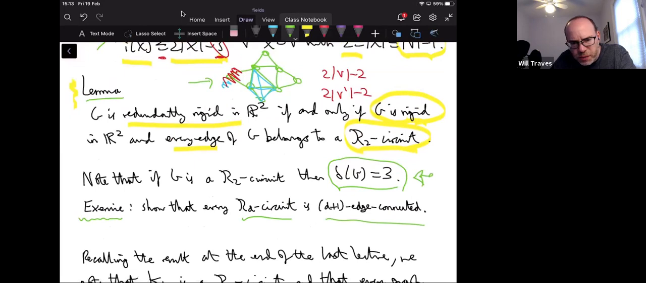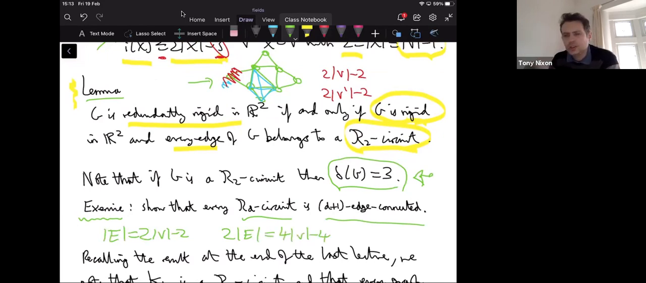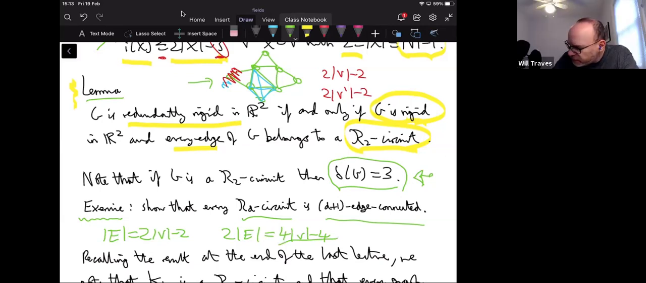Why can't it just be bigger than or equal to 3? Oh, so in a 2-dimensional circuit, we have E equals 2v minus 2, which says that 2e equals 4v minus 4. And twice the number of edges is equal to the sum of the degrees by the handshaking lemma. So if every vertex had degree 4, then 2e would be equal to 4v, which is bigger than 4v minus 4. So you must have something less than 4. Makes sense. Okay.